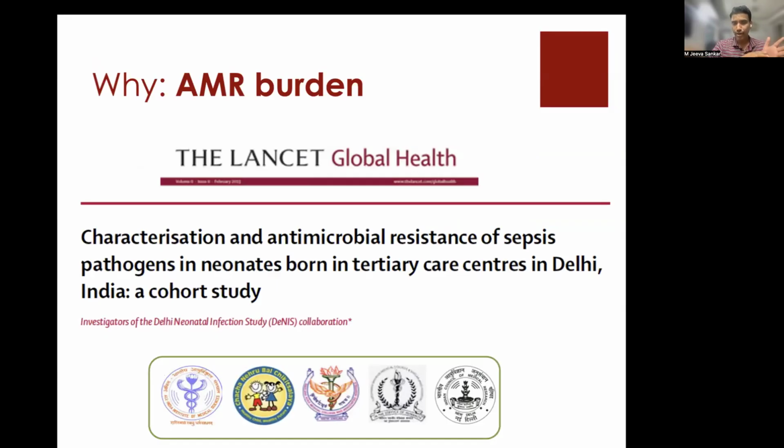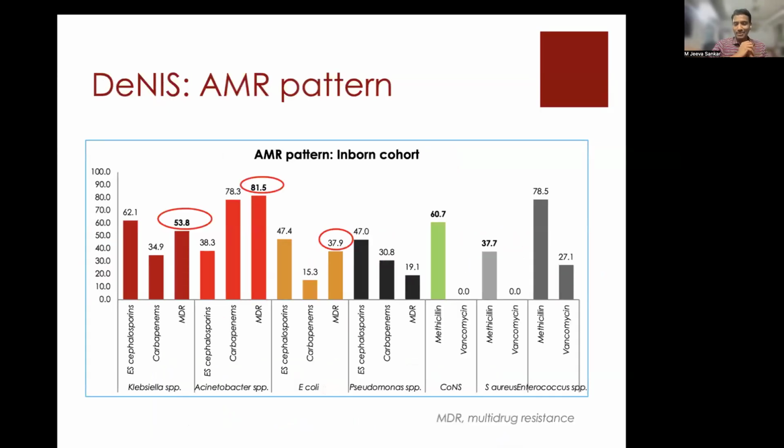DENIS stands for Delhi Neonatal Infection Study collaboration. The study was done between 2010 and 2014, and the results were published in the Lancet Global Health in 2016. It had 4 hospitals. The major hospitals were Safdarjung, Maulana Azad Medical College, and Chacha Nehru Bal Chikitsalaya, and the 4th one, of course, AIIMS. Sorry.